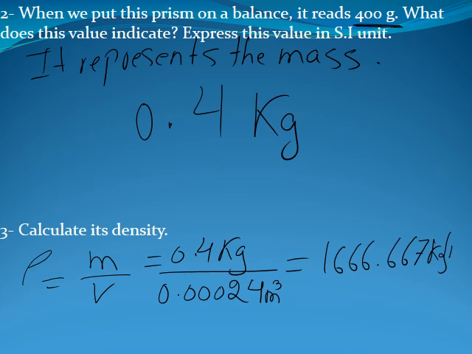Kilogram per meter cube. In this part, the question doesn't say in which unit you have to put the density. So you put it as you wish, kilogram per meter cube or gram per centimeter cube. But since I said an SI unit, it should be kilogram per meter cube. Pay attention to this.